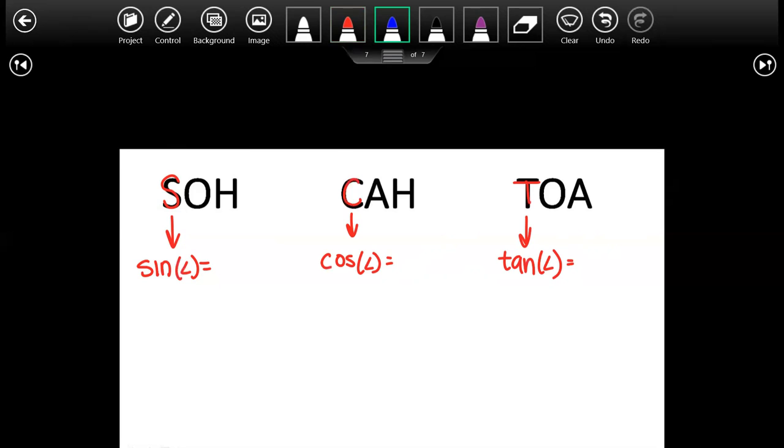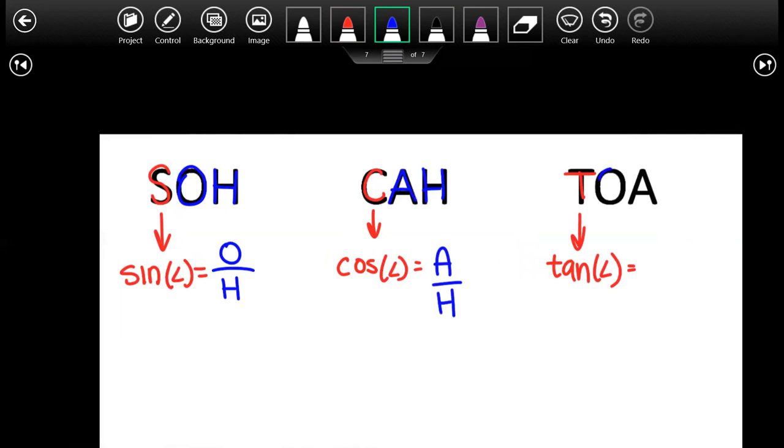The ending portions tell you what sides you're going to use. The O and the H tell you it's going to be opposite over hypotenuse. What do you think the AH is going to do? Adjacent over hypotenuse. Learn it, love it, live it. And opposite over adjacent for our tangent.